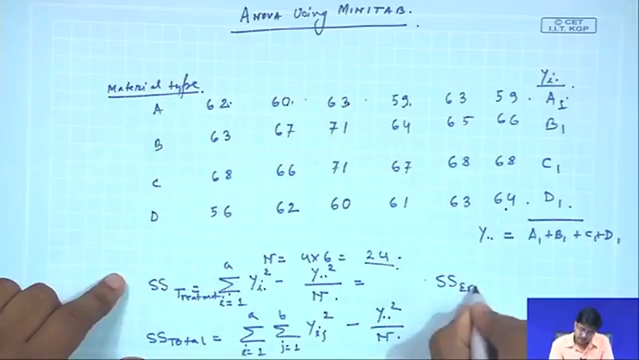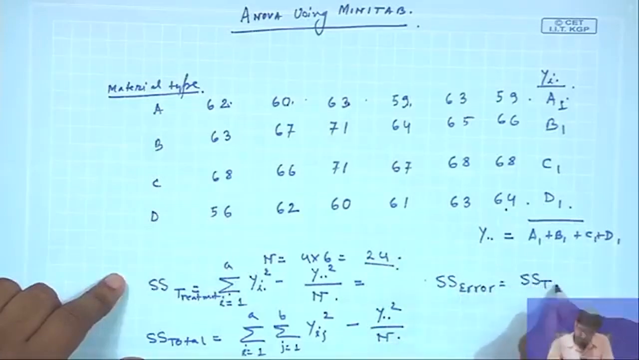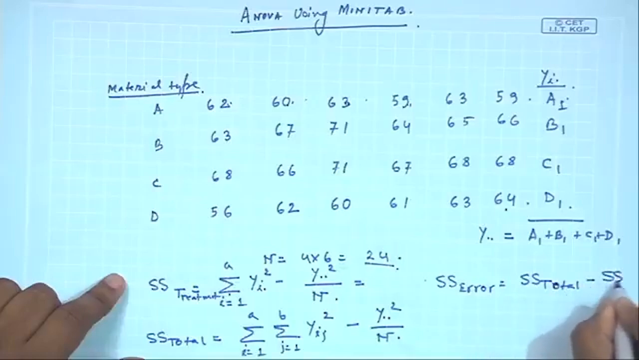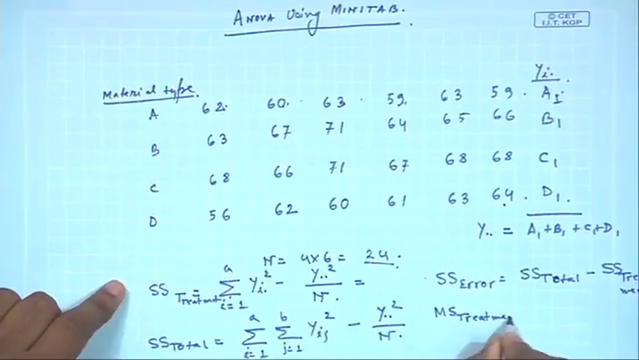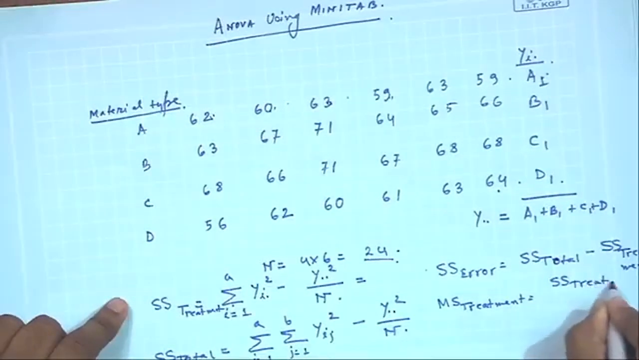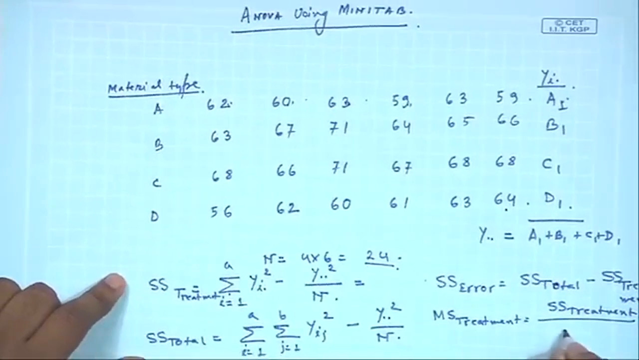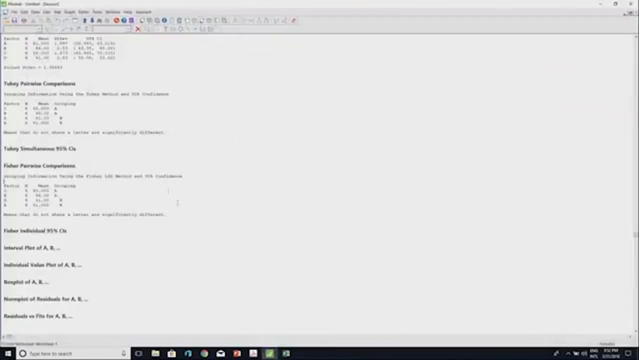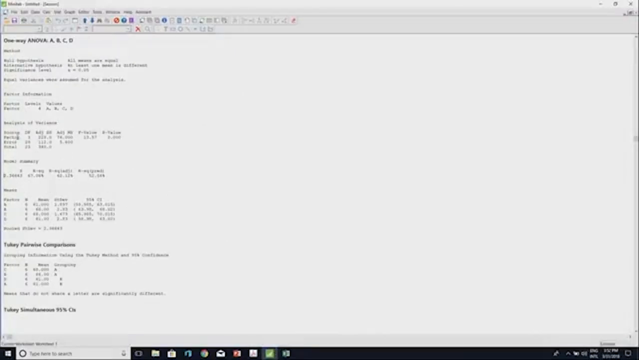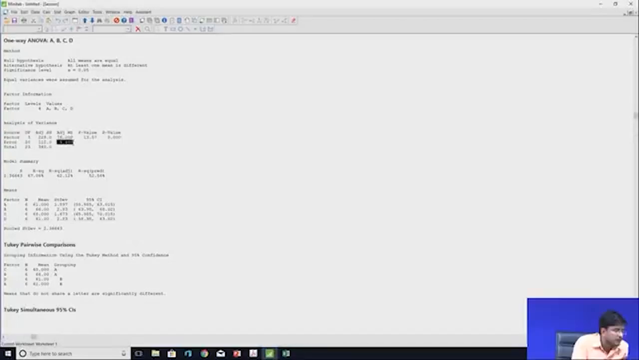Then SS error will be SS total minus SS treatment. Then we will get the MS error. MS treatment first is equal to SS treatment divided by the degree of freedom of treatment. In the same manner we will calculate MS error. So, in MINITAB what we are getting is MS treatment, that is 76, and MS error, this is 5.6.